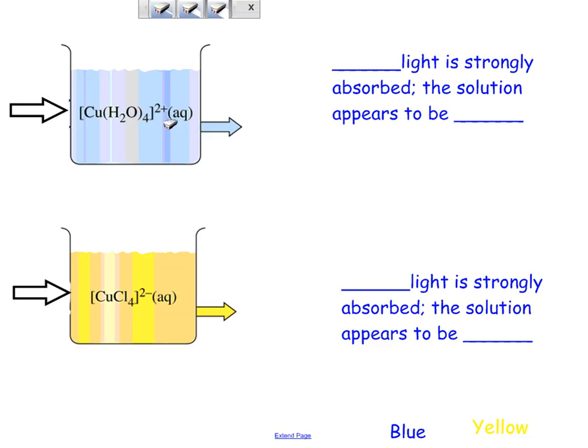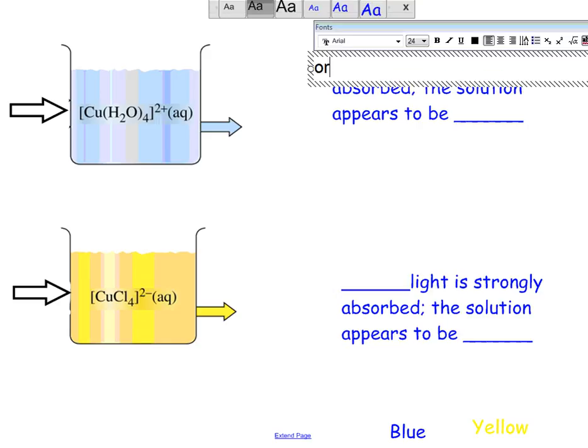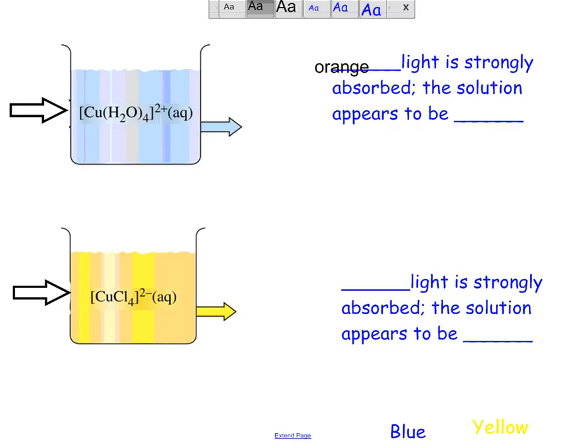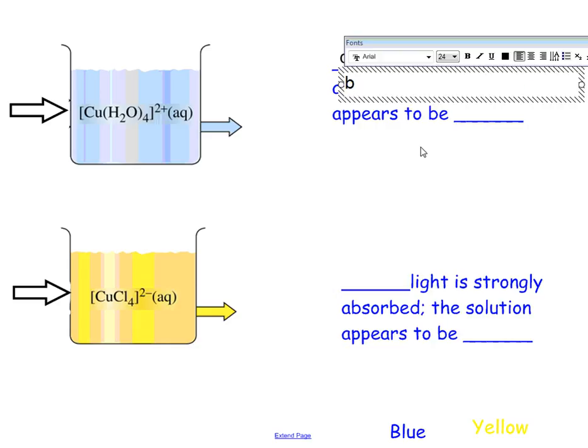So here we have white light going through, but it's a blue solution. So if it looks blue to us, then it must mean that orange light is absorbed, or the colors other than blue. The solution looks blue.